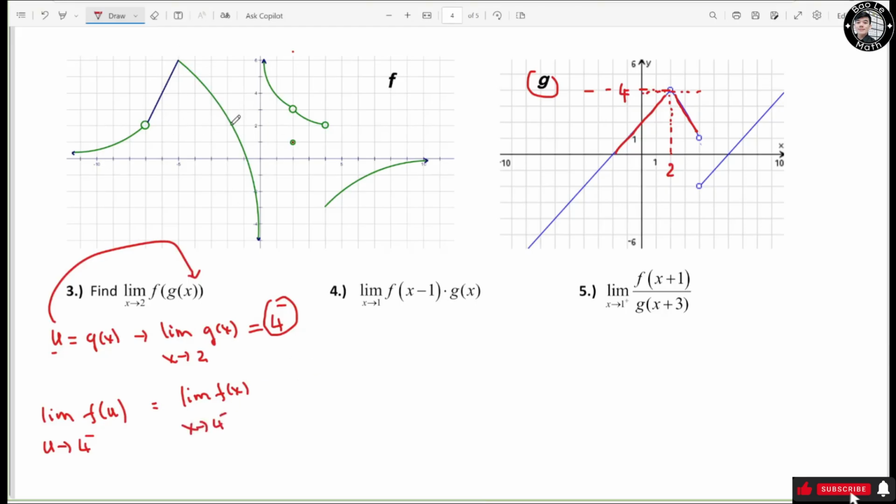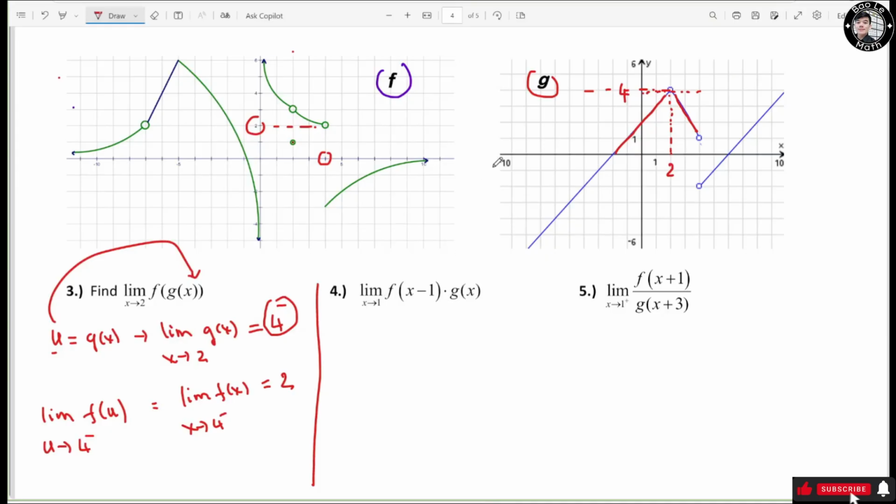So we're gonna use this guy right here, right? So 4 is right here, and 4 minus, which means on the left of 4, right? So it's gonna be 2 right here, right? So the answer is 2. Now let's move on to question 4.